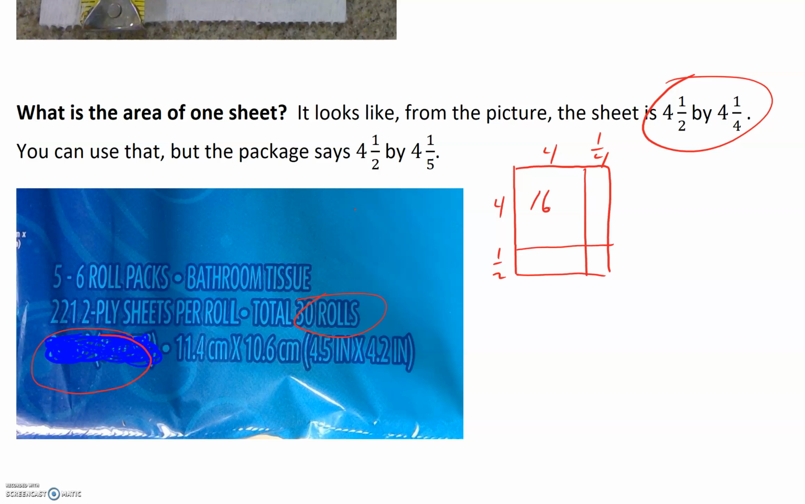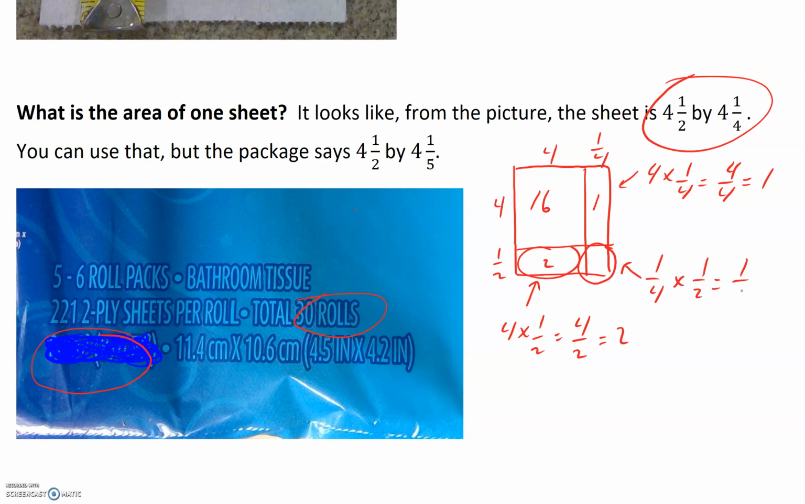And then 4 times 1/4 right here, I'm going to get 4/4 or 1 whole, right? That one was 4 times 1/4 equals 4/4 equals 1 whole. And then the bottom part, this section right here, 4 times 1/2, that's 4 halves. So that would be 4 times 1/2 equals 4 halves equals 2 wholes. And then this section right here, 1/4 times 1/2, I got 1/8. Oops, that's kind of bad.